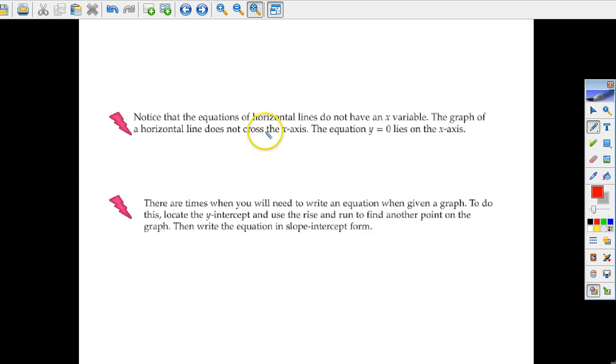Alright, notice that the equation of a horizontal line does not have an x variable. The graph of a horizontal line does not cross the x-axis. The equation y equals 0 lies on the x-axis.